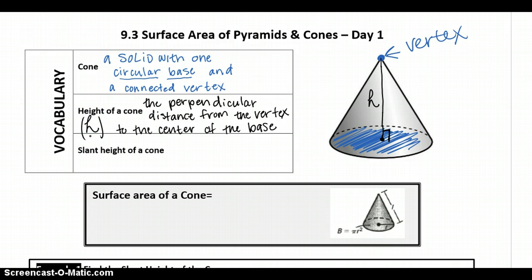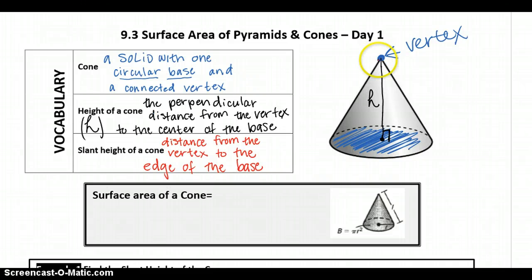The slant height of a cone is the distance from the vertex to the edge of the base. So here we're not going to the center of the base, but to the edge of the base. So you can start at the vertex and draw a line going down to the edge of the circle. So this could be your slant height. Your slant height could also be this line out here, going to a point on the edge of the circle. We represent slant height with the letter L.